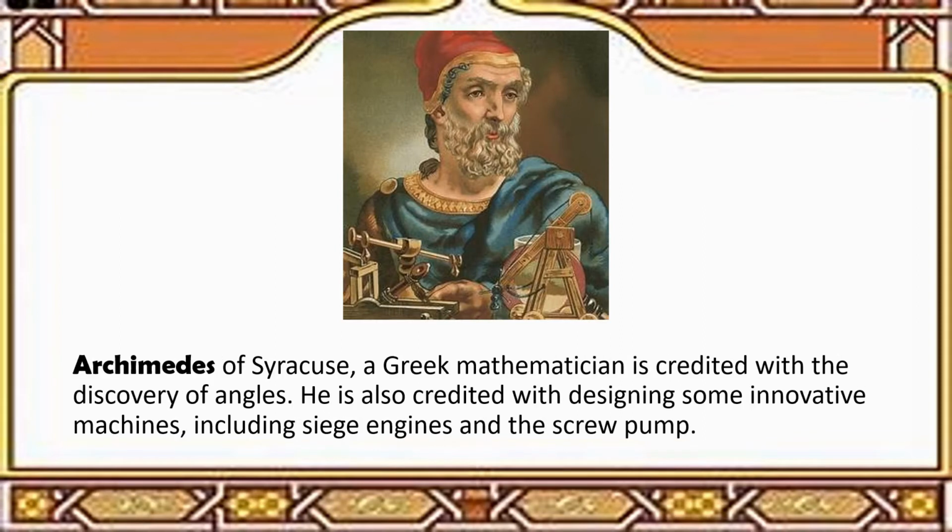Archimedes, a Syracuse, a Greek mathematician, is credited with the discovery of angles. He is also credited with designing some innovative machines including siege engines and the screw pump.